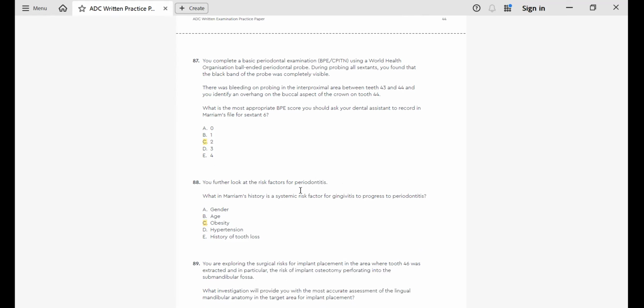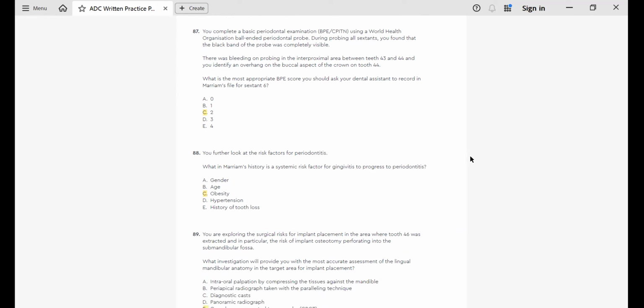It asks about systemic risk factor number 1, right? So you have only two options to select from, hypertension and obesity. Hypertension is not involved. Obesity can suppress the immune system and impair the host response towards gingivitis, which can progress to periodontitis, right? Again, the same question is there in the portal.